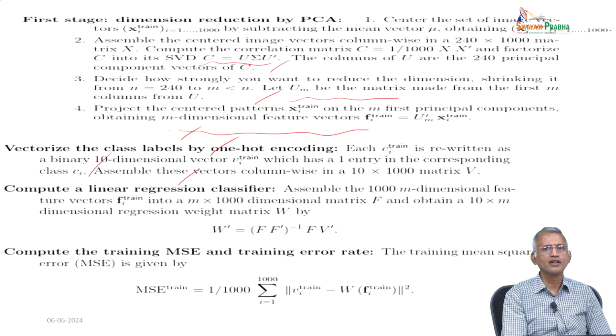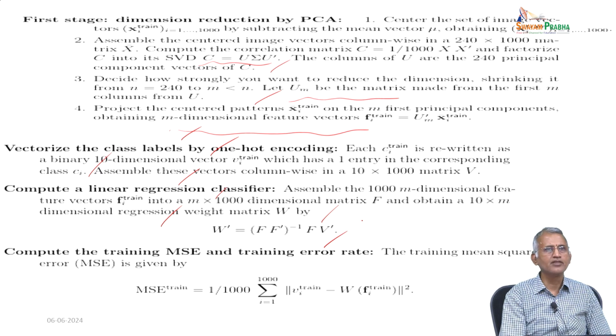Assemble the 1000 m-dimensional feature vectors f_i train into an m by 1000 dimensional matrix F, and we obtain a 10 by m dimensional regression. So we have a weight matrix W' equal to (F F')^-1 F V', and compute the training MSE and the training error rate.